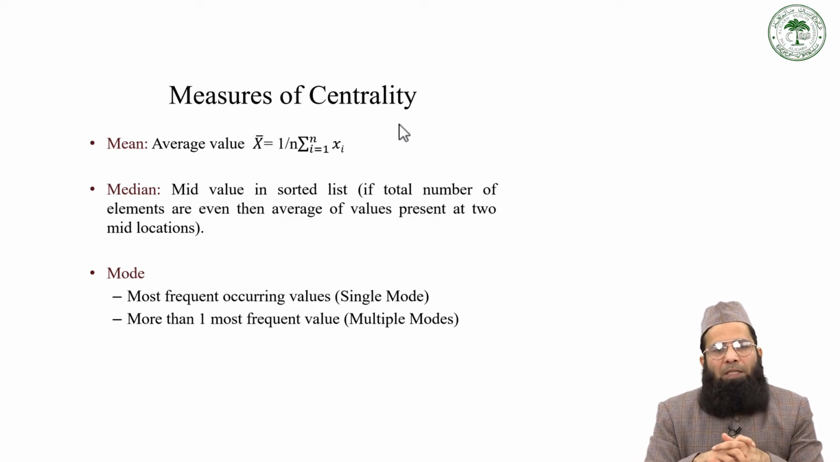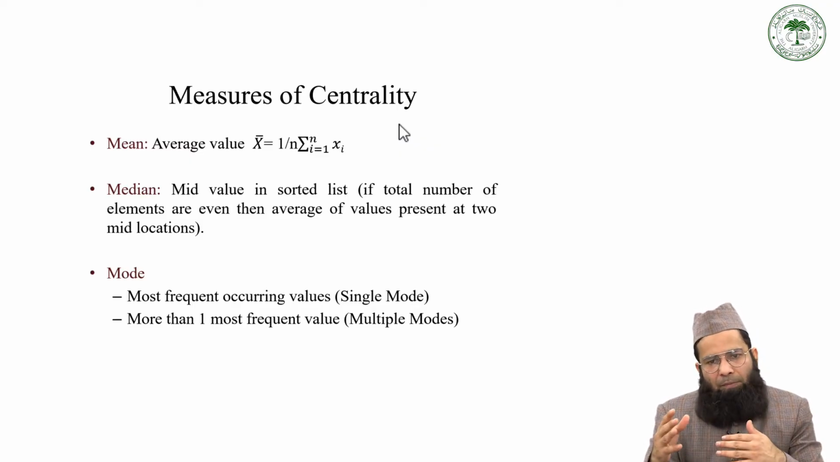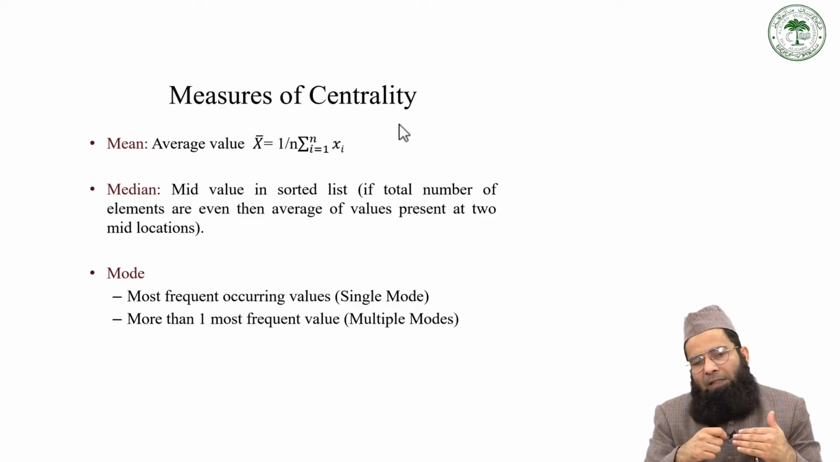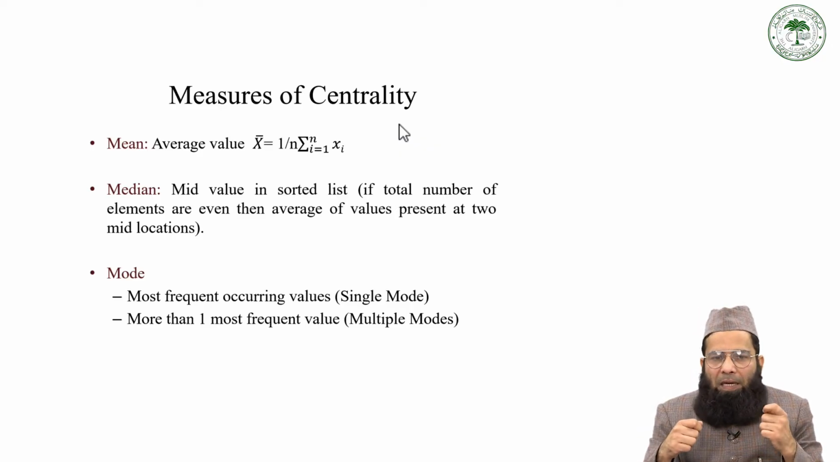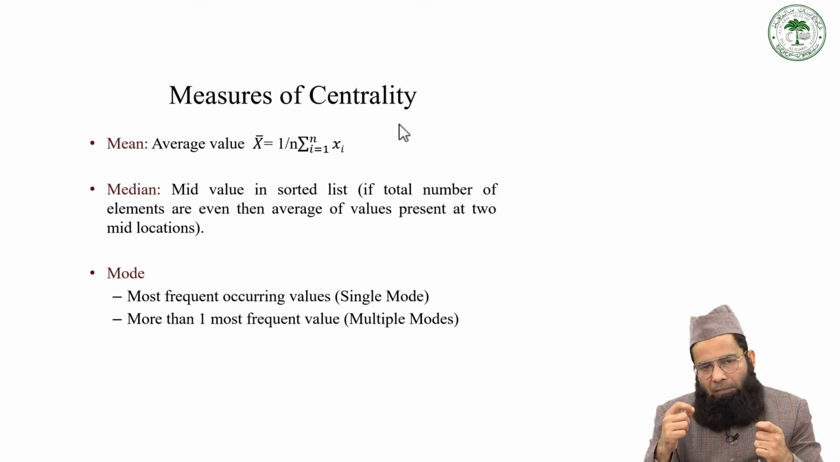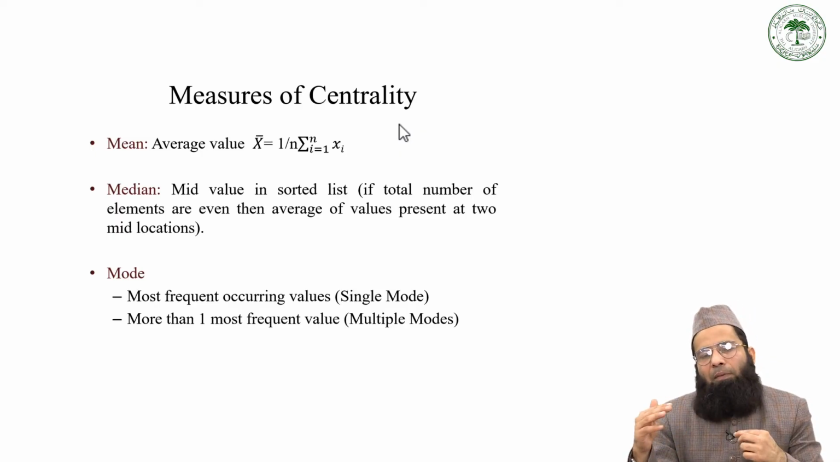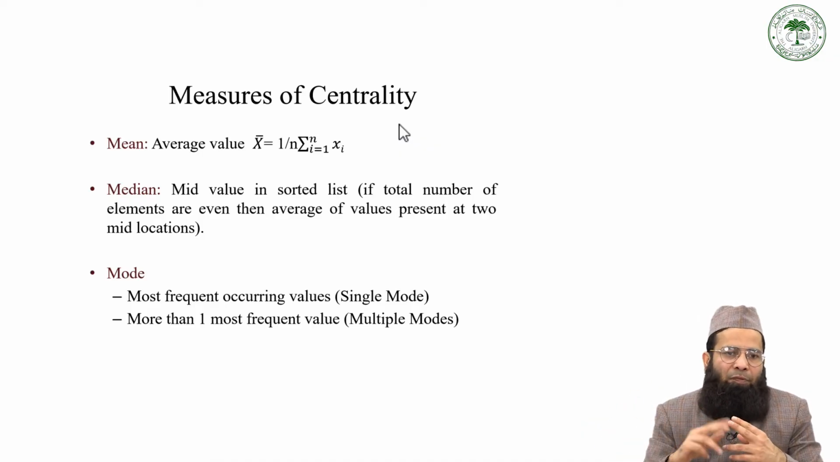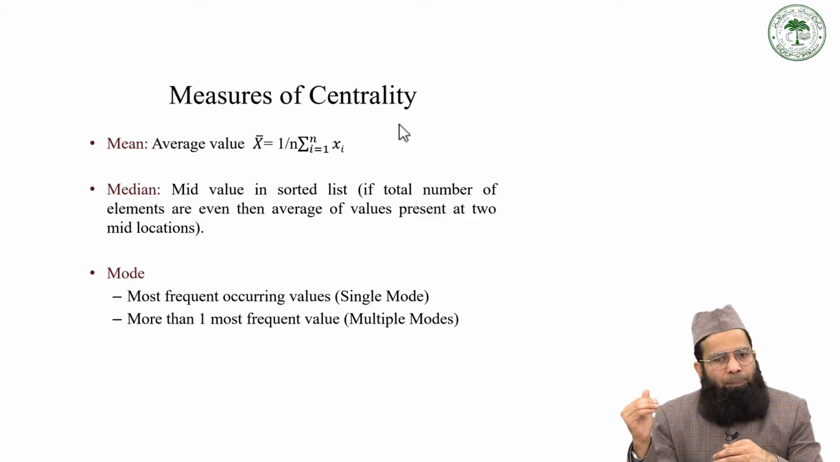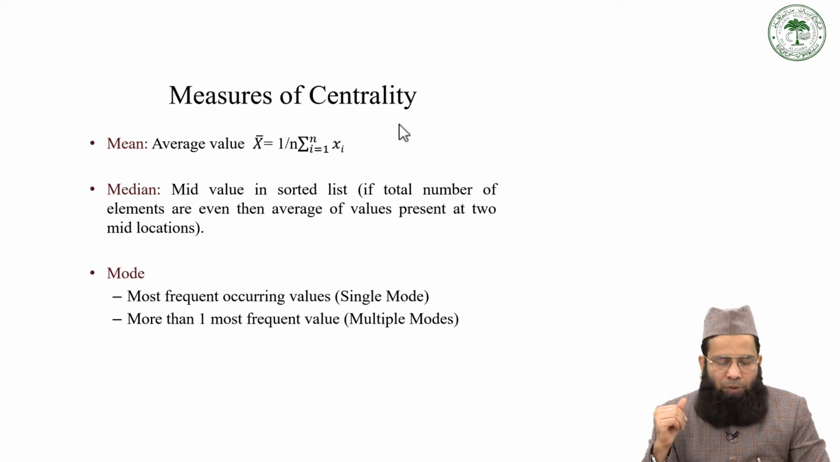And mode is the most frequently occurring value. We have single mode and multiple modes. Suppose there is a single value which is occurring again and again, having multiple occurrences. So that is a single mode. Suppose there is more than one element which is occurring again and again, so that is multiple modes.